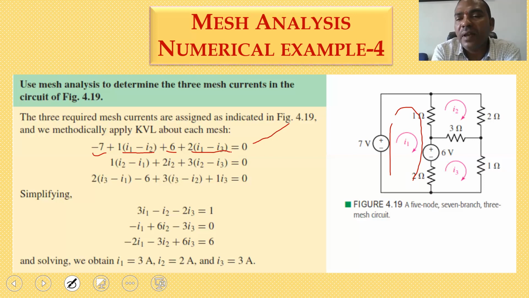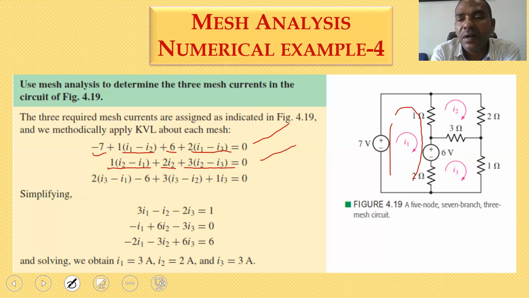While you are coming to the second loop, only 3 resistors are there. So for the 1 ohm resistor, the voltage drop is I2 minus I1. For the 2 ohm resistor, the voltage drop is 2 times I2. For the 3 ohm resistor, the voltage drop is 3 times (I2 minus I3). So all are voltage drops. Summation of voltage drops must be equal to 0. So that is your second equilibrium equation.